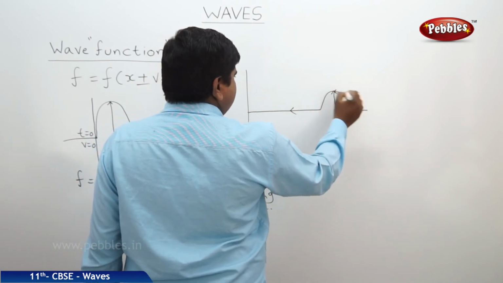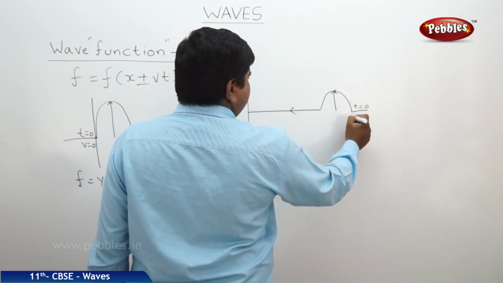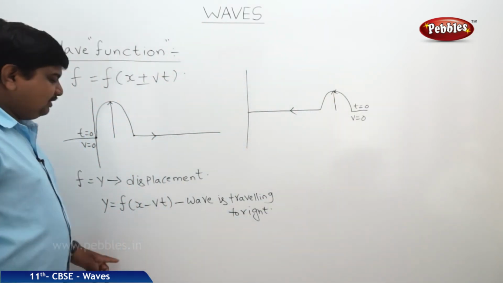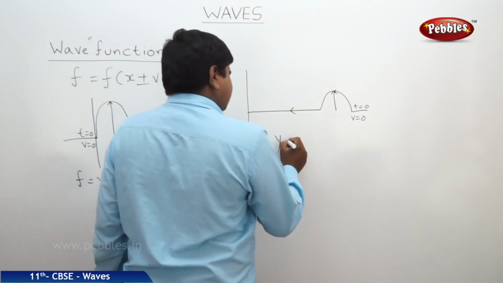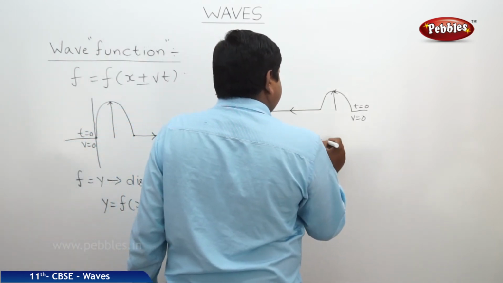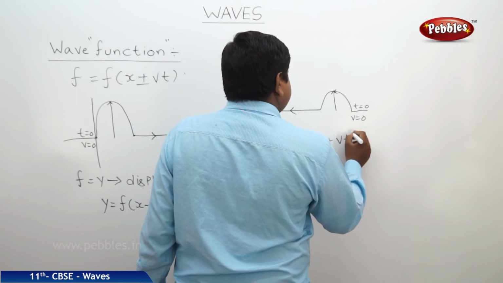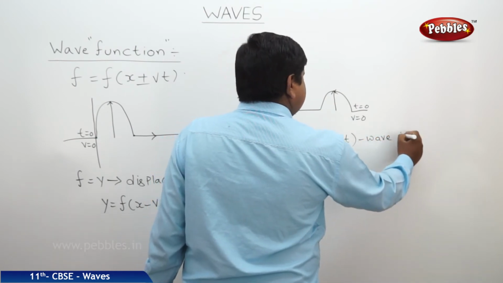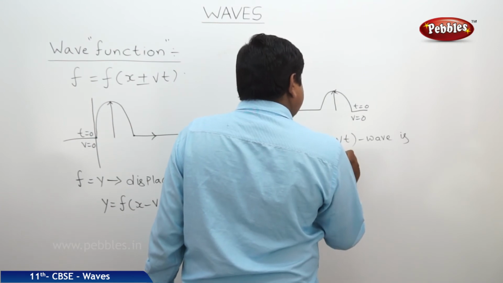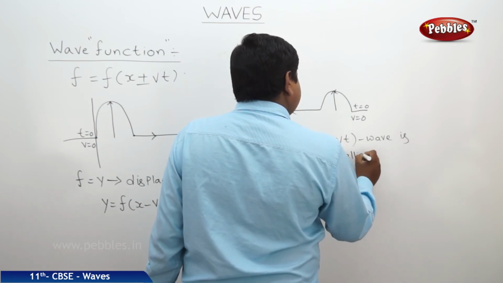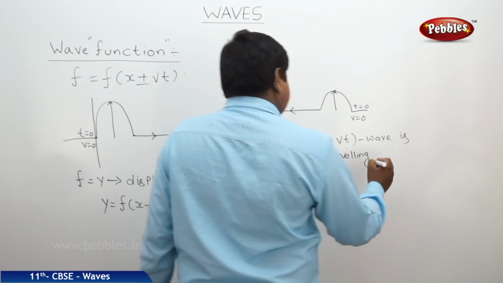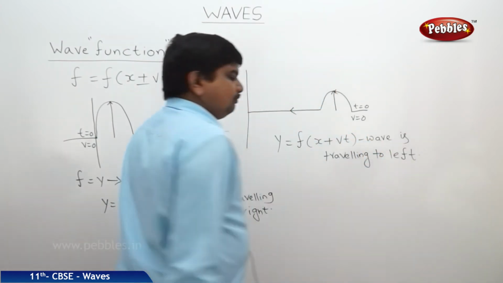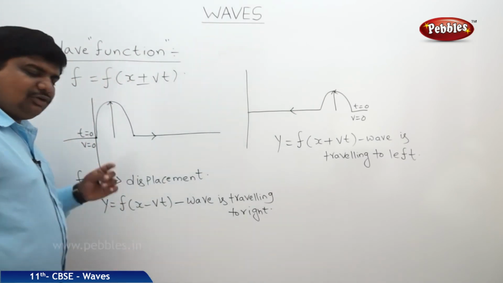here also we can expect t is equal to 0 and v is equal to 0, and in this case the displacement of the wave is expressed as y is equal to f of x plus vt. The wave is traveling to left. So this is said to be a function.